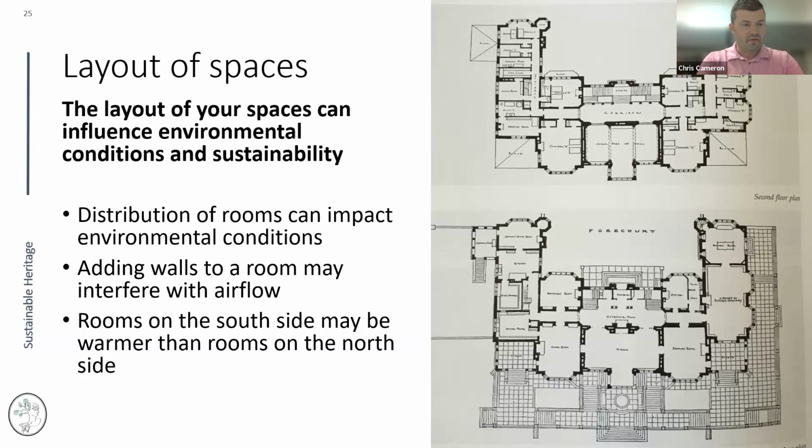And remember, distribution of rooms impacts environmental conditions, but adding walls to rooms is going to interfere with airflow. We see this a lot in museums or even libraries, where we want to redesign a room, we'll put a wall right down the center, but we now have a thermostat on one side of the room and the diffusers on the other. So the diffusers are putting out environmental conditions that aren't going to get to the thermostat and satisfy the thermostat. And also keep in mind, as you look at these spaces, rooms on the south side of a building may be warmer than rooms on the north side of the building.